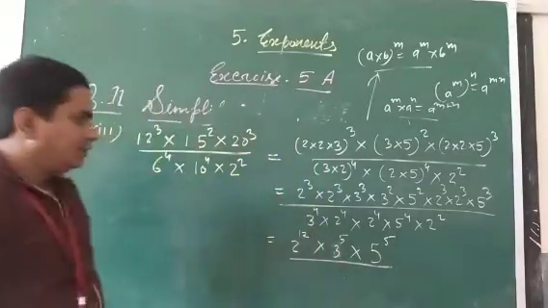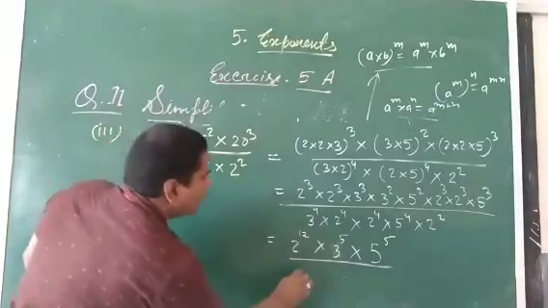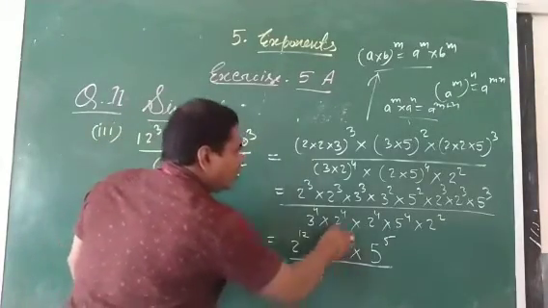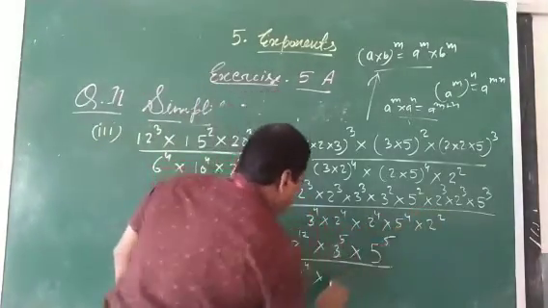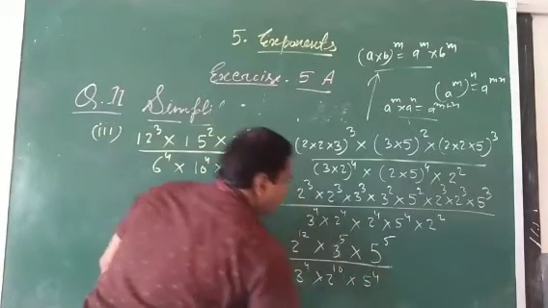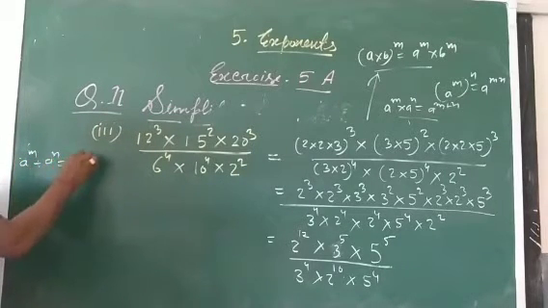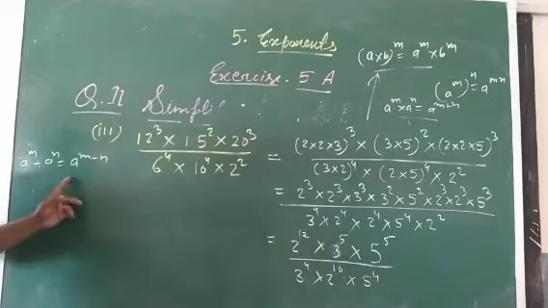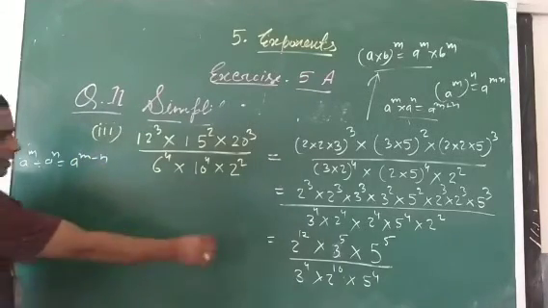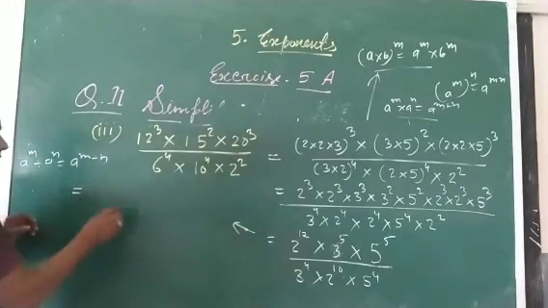Now here 3 power 4, no more. So 3 power 4, 2 power 4, 2 power 4, 2 power 2, 2 power 10 and 5 power 4. Now apply here the rule 8 power n divided by 8 power n is 8 power n minus n. This rule you will apply here. So you will get here, what? See what you will get.